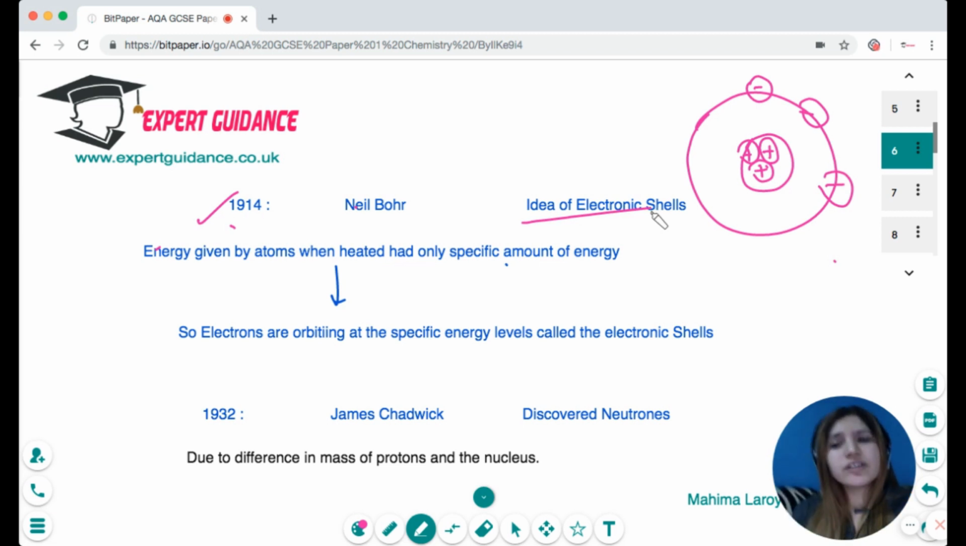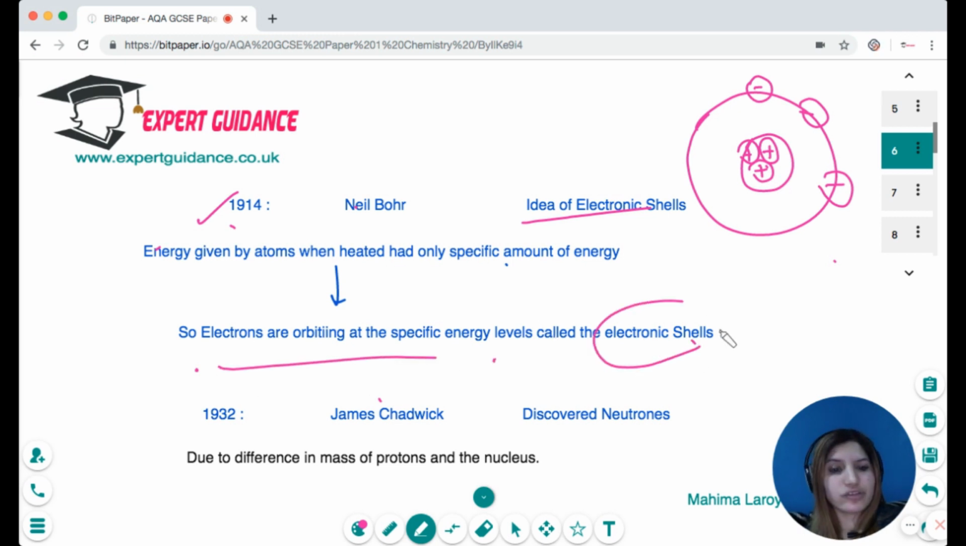Now, what he observed was that whenever an atom was given any energy, it emitted a specific amount of energy. So what was happening is that the electrons which were orbiting took those energies, and then when they came back to their ground state, they emitted the energies. And these energies were of a specific amount. So he concluded that electrons are not just orbiting anywhere around the nucleus, they are orbiting at specific energy levels called the electron shells.